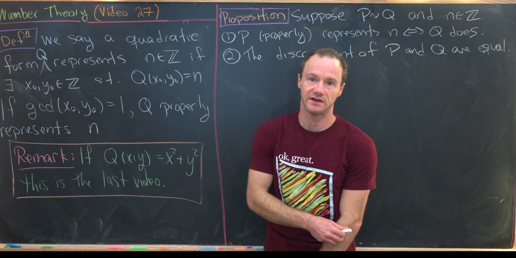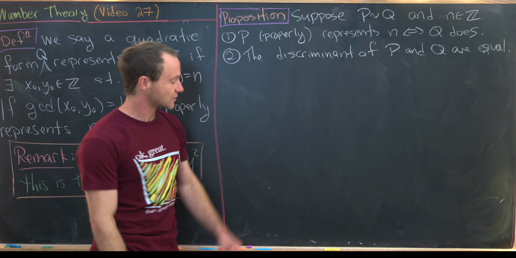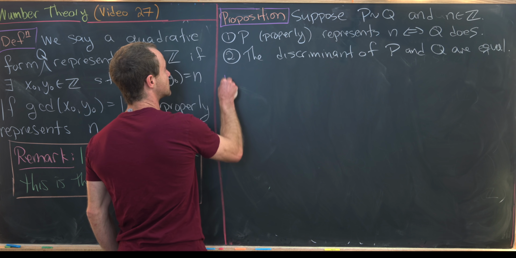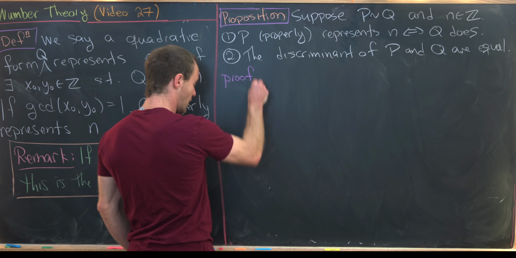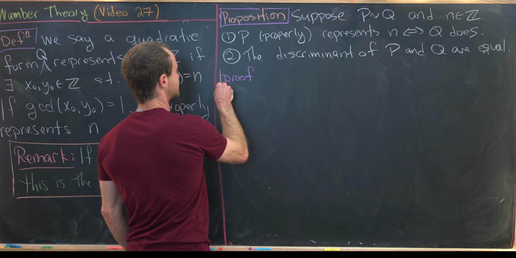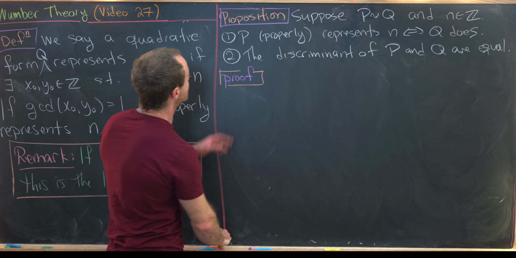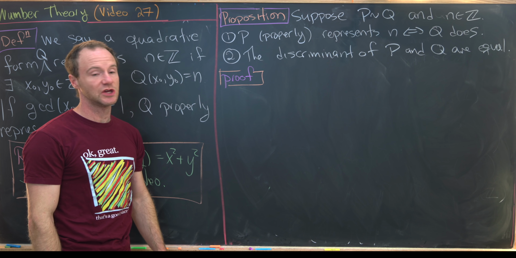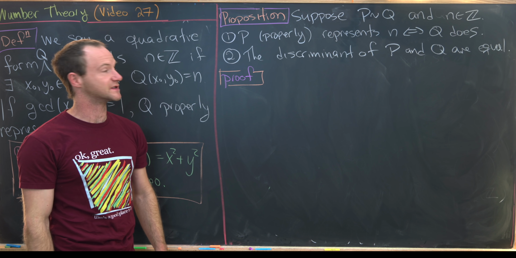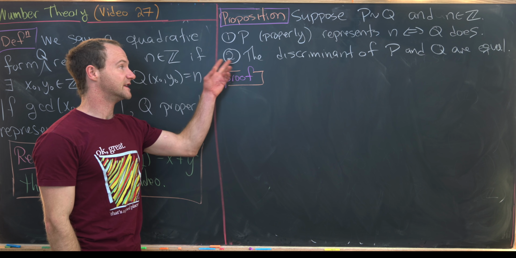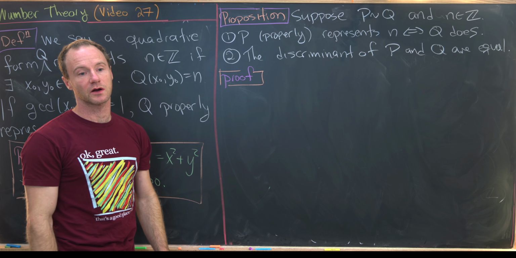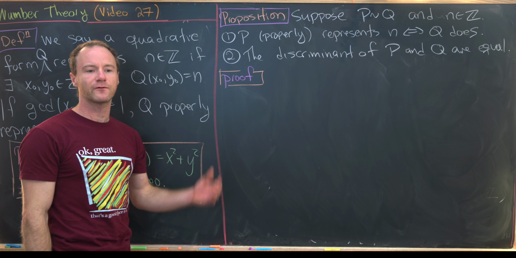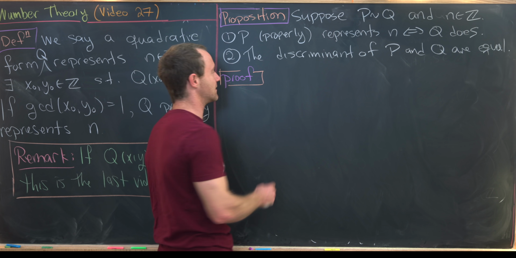So that should give some motivation why what we're doing here is really a nice generalization of that sum of two squares video. Okay, so our first proposition, and that is if P and Q are equivalent quadratic forms, then P properly represents n if and only if Q also properly represents n. And then the discriminants of P and Q are the same. Okay, well, let's get into the proof of part one. Actually, before we do that, let's get a little bit of setup.